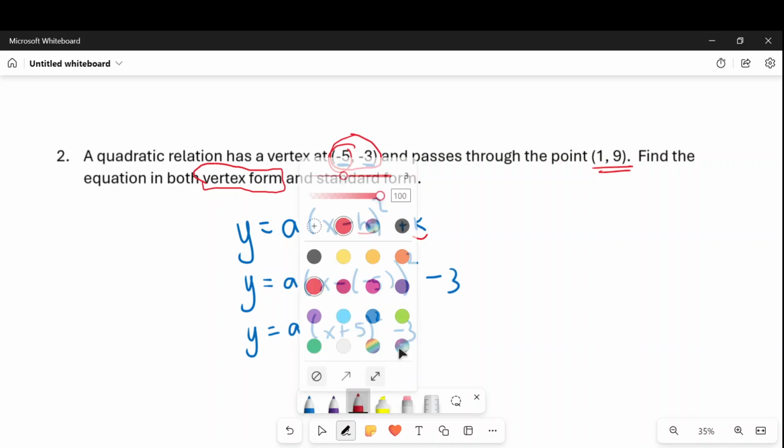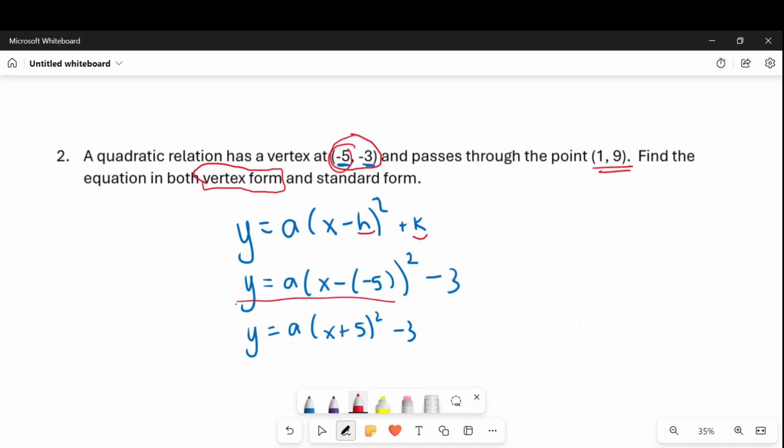So certainly by all means, you don't need to write this step if you're comfortable just going directly here, because we know that the sign of the x coordinate of the vertex seems to look different when I write it in the equation. Anyway, that's the first step, is putting the vertex values in.